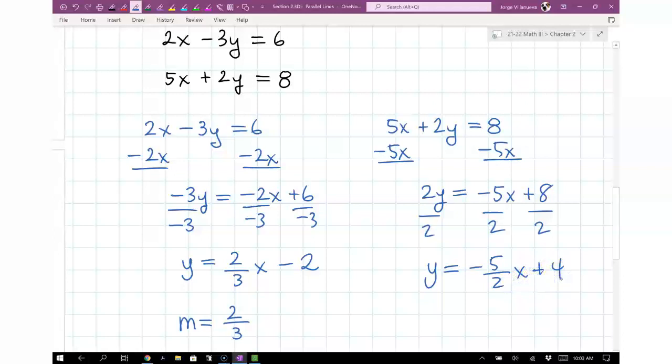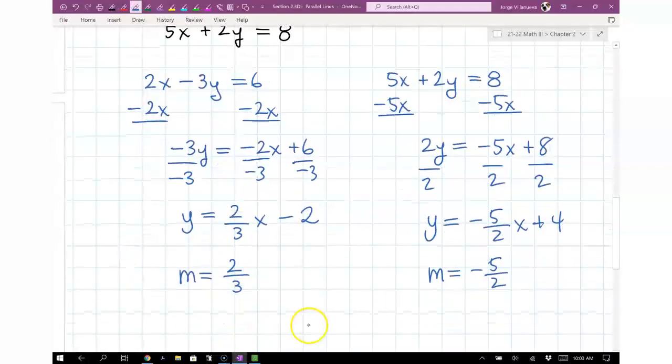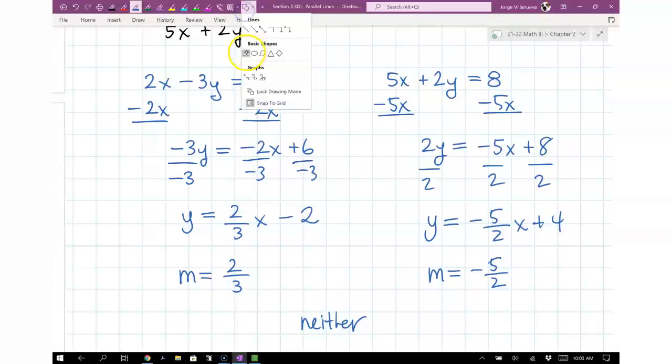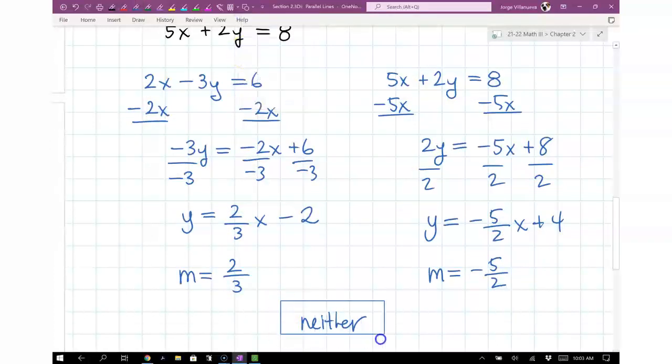So what's my slope for this one? All right, thank you. So negative 5 over 2. Do they have matching slopes? No, so we're going to write neither. Okay? They're not parallel. So, I mean, this work isn't terribly difficult. You just got to solve for y, okay?